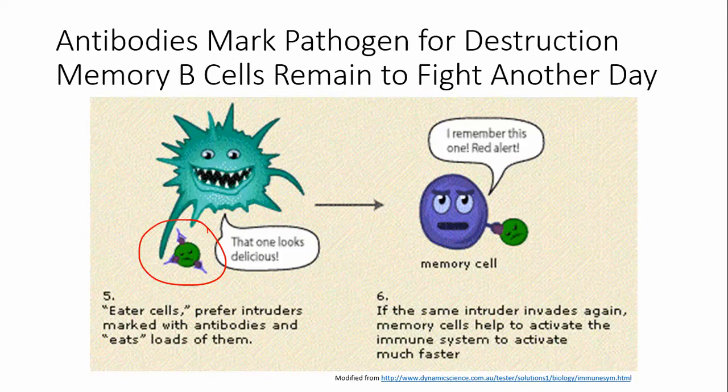Then later, if you get infected by the same pathogen, you still have memory cells around, and they're going to immediately start turning on the rest of your immune system, getting your adaptive immune system up and running very quickly to attack that pathogen and get rid of it so quickly you may not even know that you are sick or infected.